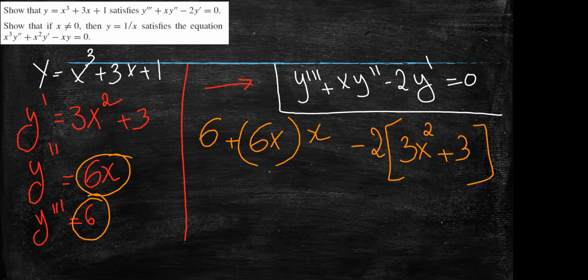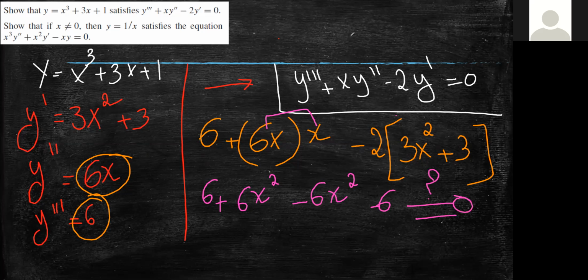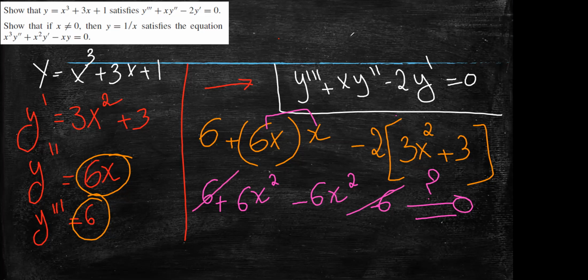Is it clear? I just substitute y prime and y double prime and y third prime. Is it clear? Yes, teacher. Okay. And now after that, 6 plus 6x squared minus, let's distribute now negative 2 in the first one. It will be negative 6x squared minus 6. Now I want to check if it is 0 or no, because he asked me to prove that y third prime plus x y double prime minus 2 y prime equals 0. Then 6 cancels 6, 6x squared cancels negative 6x squared, which is equal to 0. So I satisfied it now.